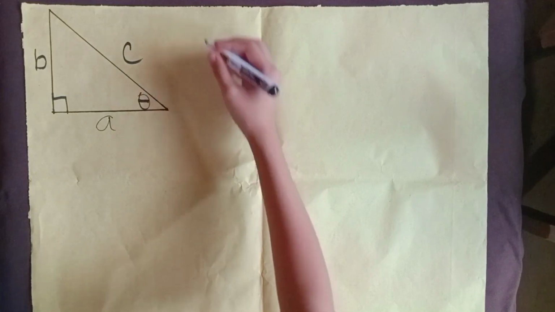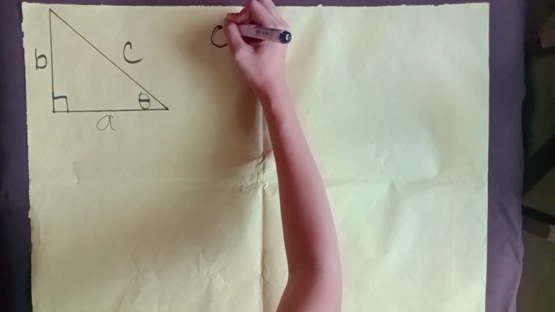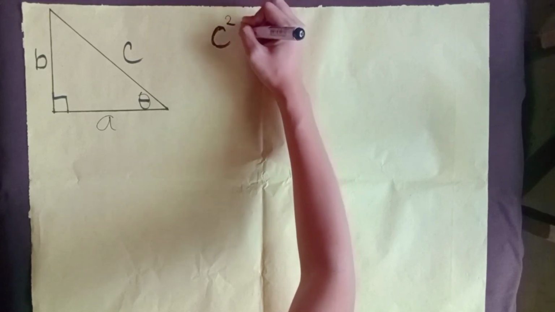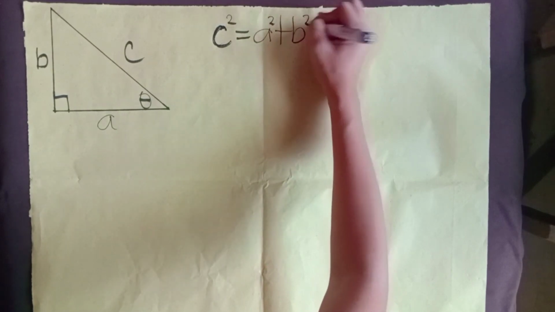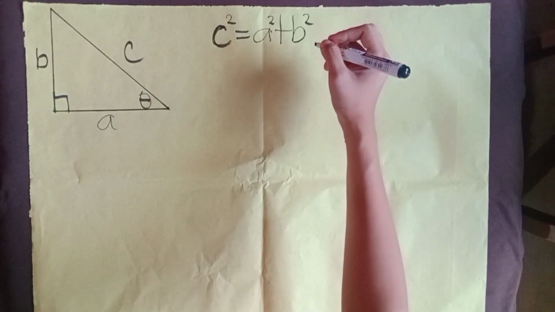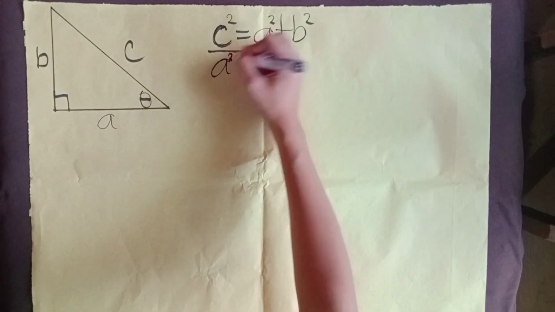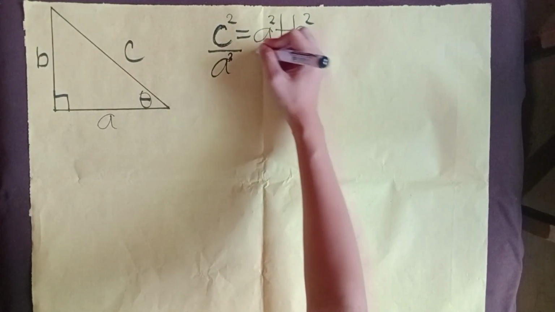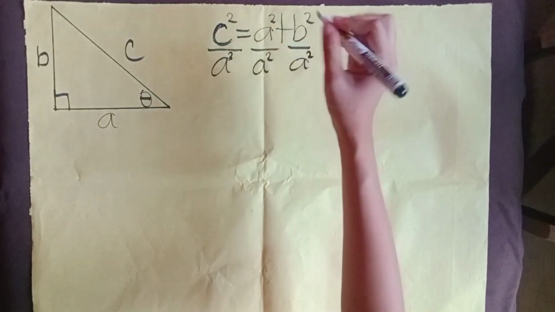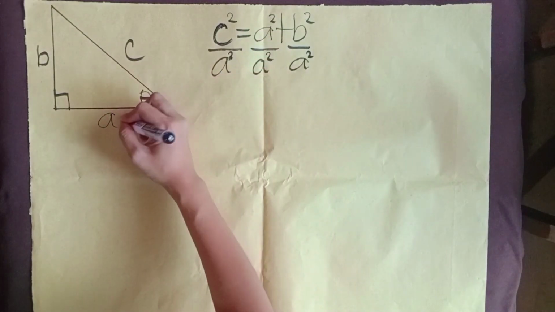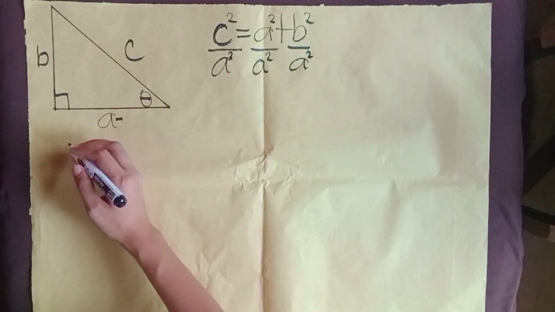So once again, from the Pythagorean theorem, C squared equals A squared plus B squared. So now let's divide both sides of the equation by A squared. And then from the given 6 trigonometric functions, this is C over A, meaning that is hypotenuse over opposite side.